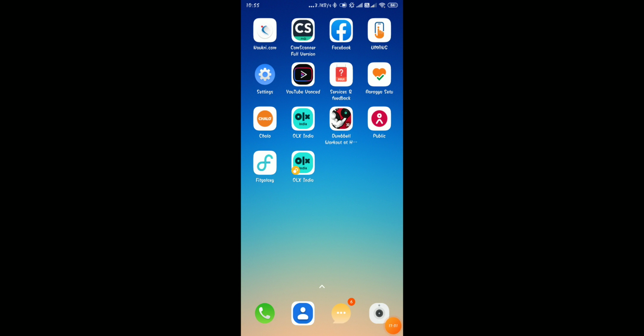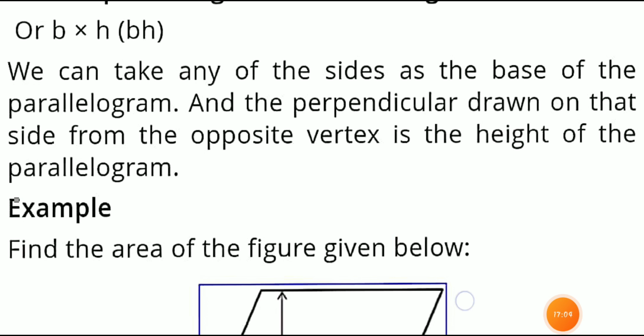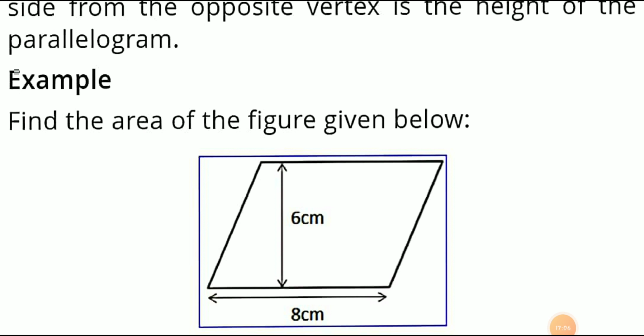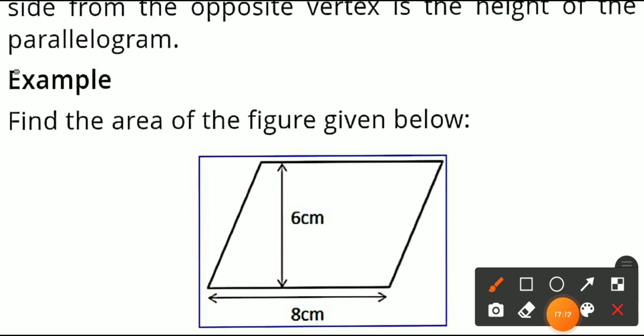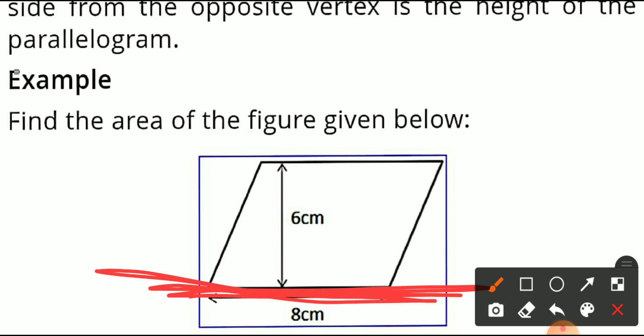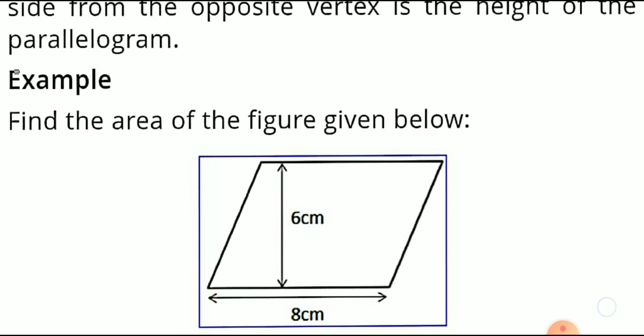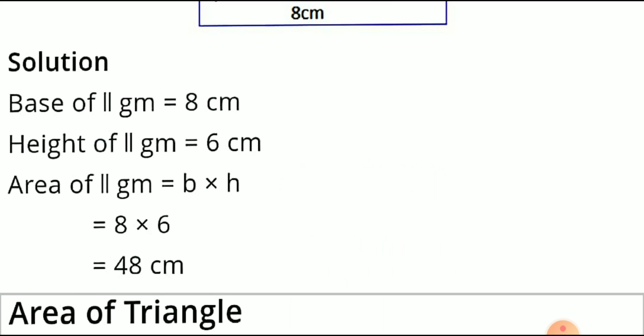So what is the base here? This is known as the base. The 8 centimeter length, which can lie on the flat surface, is known as the base. This is the flat surface and this side will lie on it, so this is the base. So base into height, 8 into 6, which is equal to 48 square centimeter.